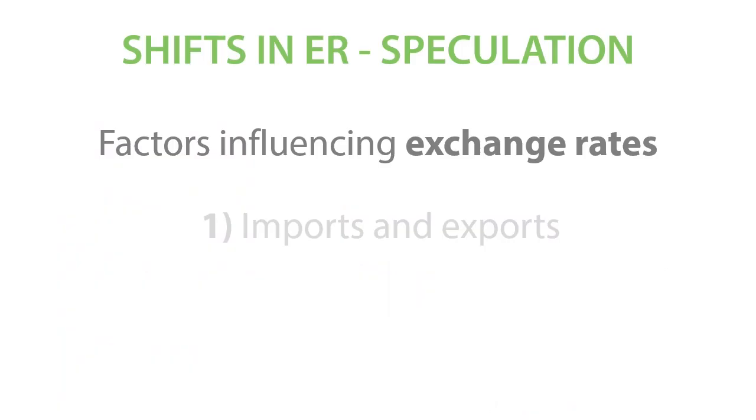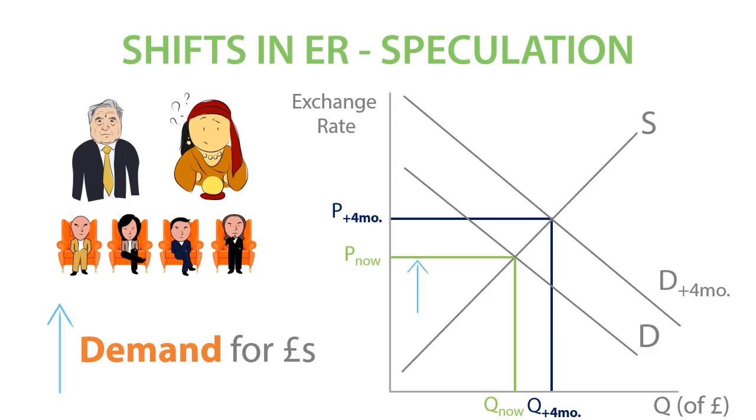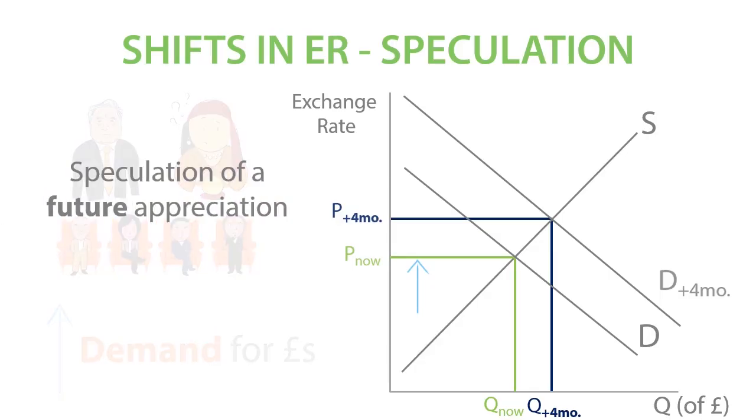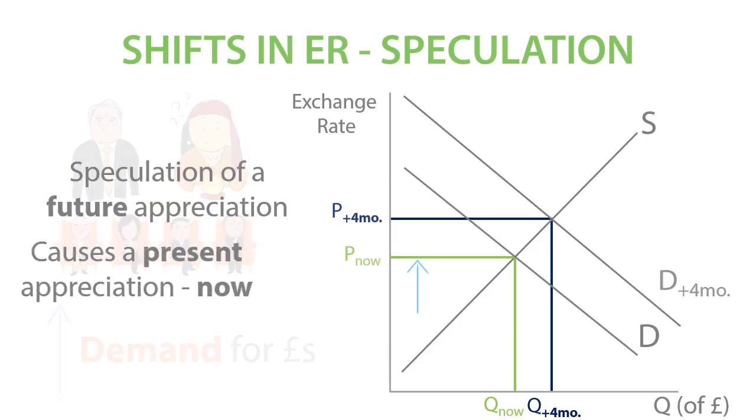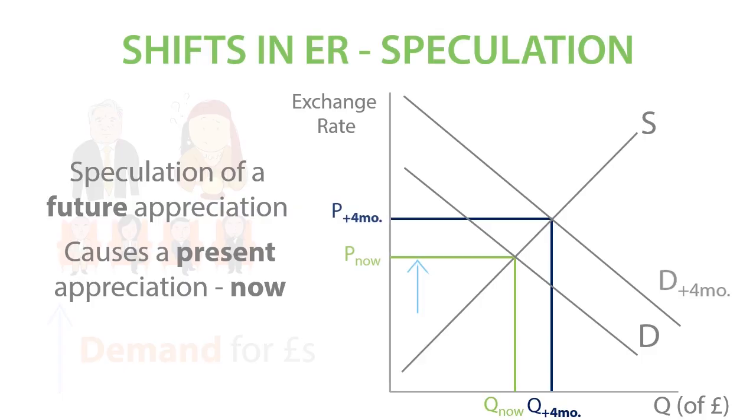Therefore, our second factor influencing exchange rates is speculation. It's one of those weird cycles in economics. If investors speculate that the pound will appreciate in the future, they'll start demanding more pounds now, causing an appreciation now. So speculation that there will be a future appreciation causes a present appreciation now.